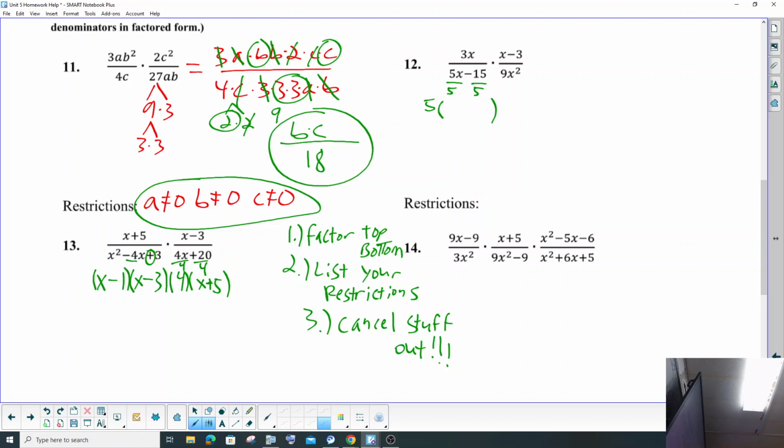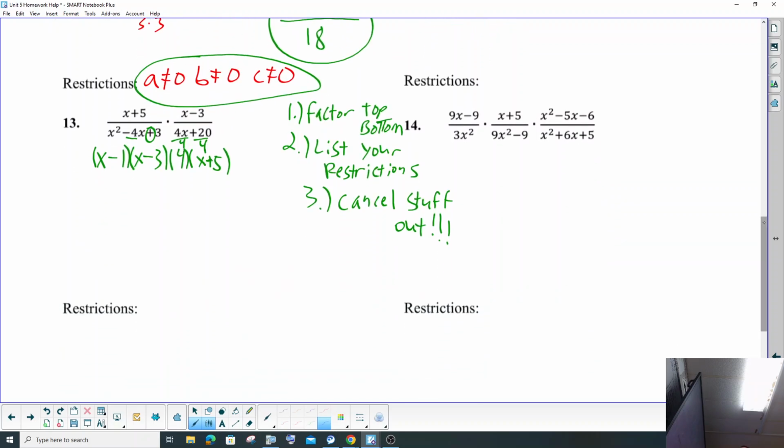Nice. So now you're going to list the restrictions. When we list the restrictions, we get x can't equal a positive 1, a positive 3, or a negative 5. Those are just the opposite sign of the factors in the bottom, because that makes it 0 in the bottom, and you can't divide by 0.